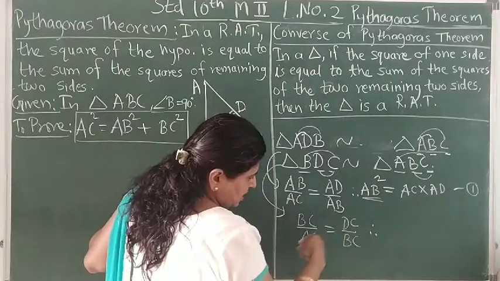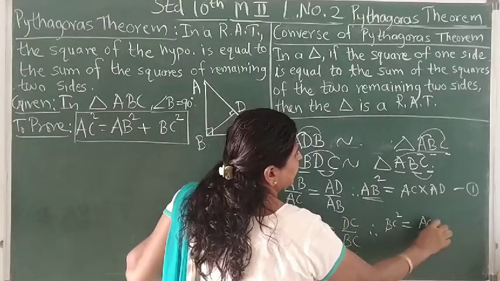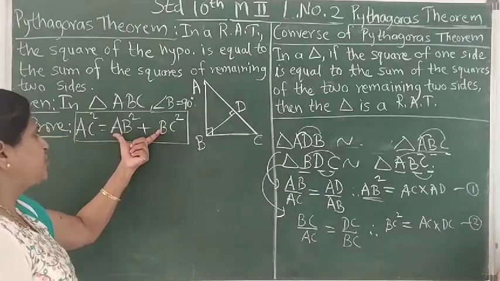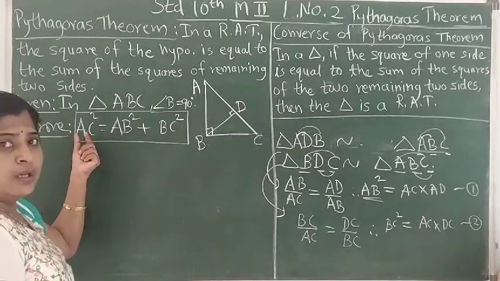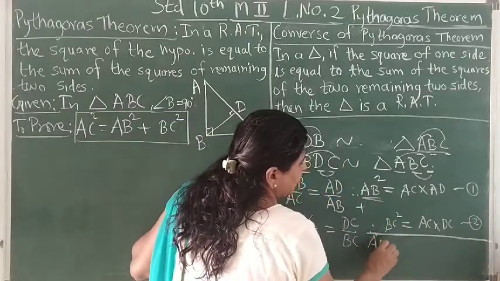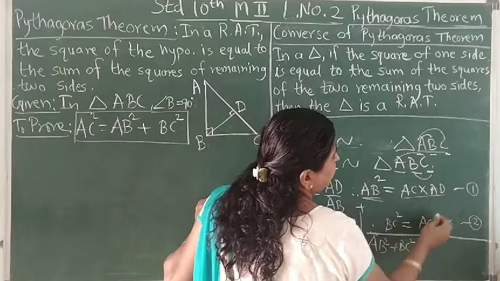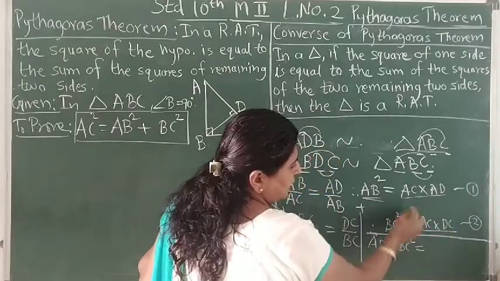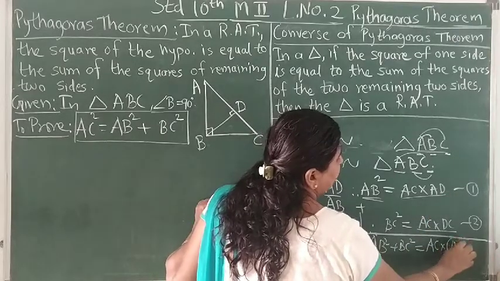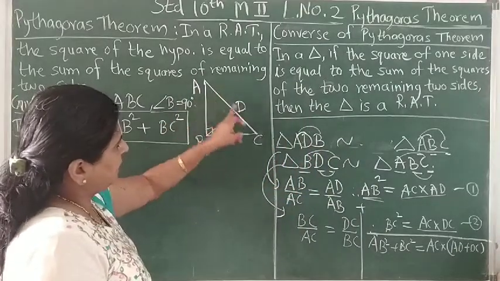Taking cross multiplication, you will get BC square is equal to what? AC into DC. So statement number 2. Now on the right side, as we want to do the addition, and then that addition should be shown equal to AC square. So if you add these two statements, what will you get? You will get AB square plus BC square is equal to AC into AD plus AC into DC. Here you can find AC is common. So if you write AC as common, then in the bracket you get AD plus DC. And what is AD plus DC? You will get AC.